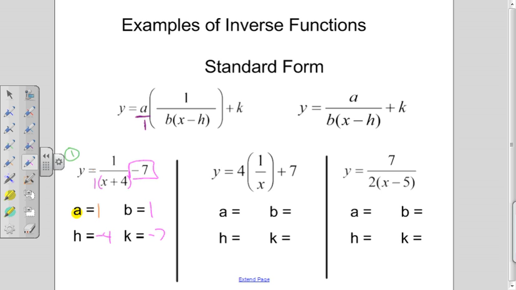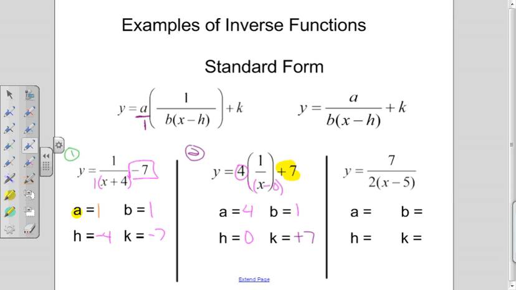Okay, moving on, we see that in example 2, making this ABHK chart, A is 4 because it's multiplying the parent function. A little more obvious here because it's on the outside of the parentheses, right? Okay. B down here, if you notice, I'm multiplying by 1. I'm also subtracting 0, so that should give you a sense of B is 1, H is 0, and on the outside here, I'm adding 7. So K is plus 7. Again, A-OK. If you're dealing with A or K, it really is what it says.